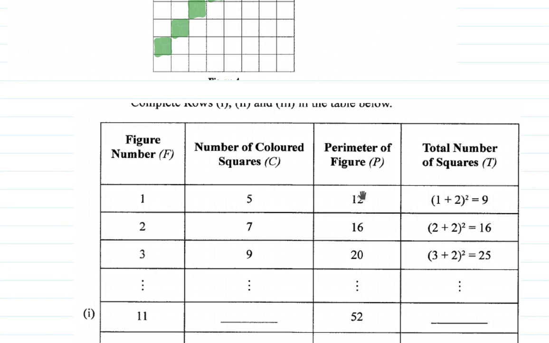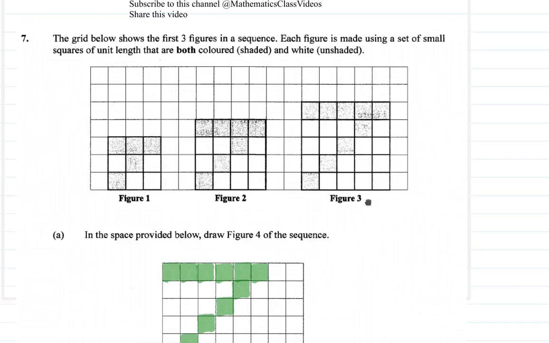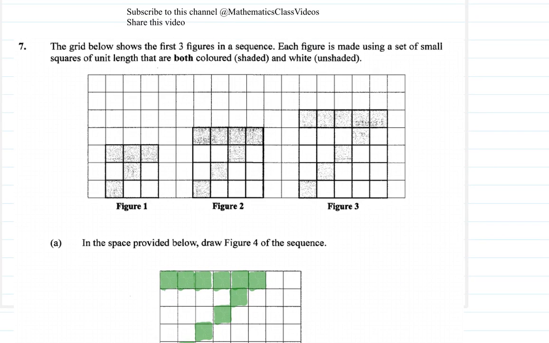The perimeter of figure 1 is 12. Alright, that's what I mean here. The perimeter of figure 1, going around figure 1, 1, 2, 3, 4, 5, 6, 7, 8, 9, 10, 11, 12. So, you have a perimeter of 12. Good.